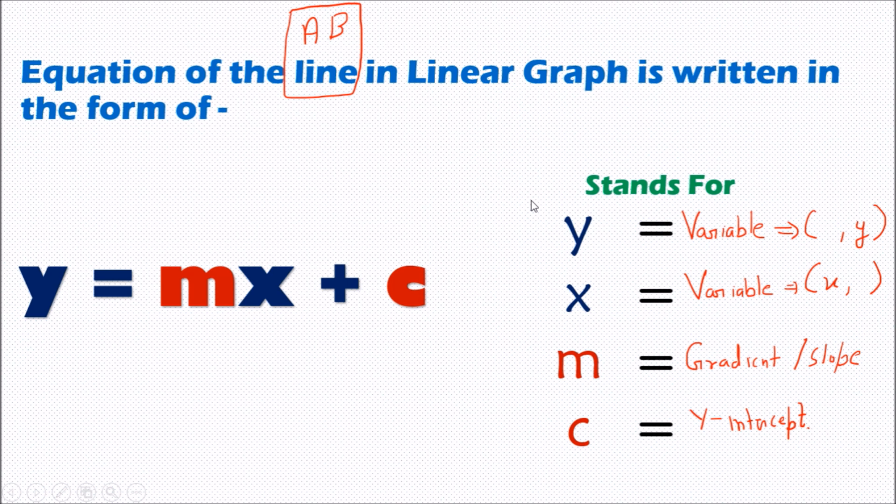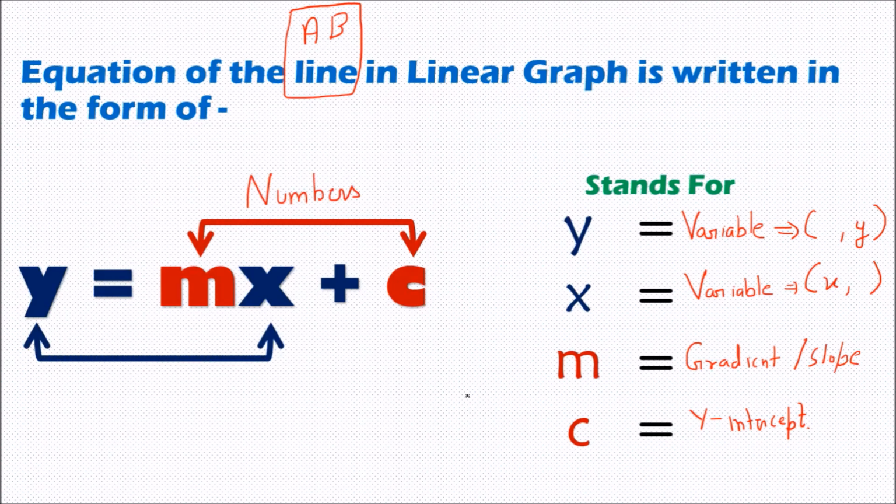Now, please keep in mind that the equation of a line in linear graph is made up of 2 variables and 2 numbers. m and c, which are the gradient and y-intercept, are written in the form of numbers. And x and y are written just the way they are, which means x and y are written in the form of variables. Now let me show you an example of an equation of a line in linear graph so that you have a clear picture of what I am talking about.